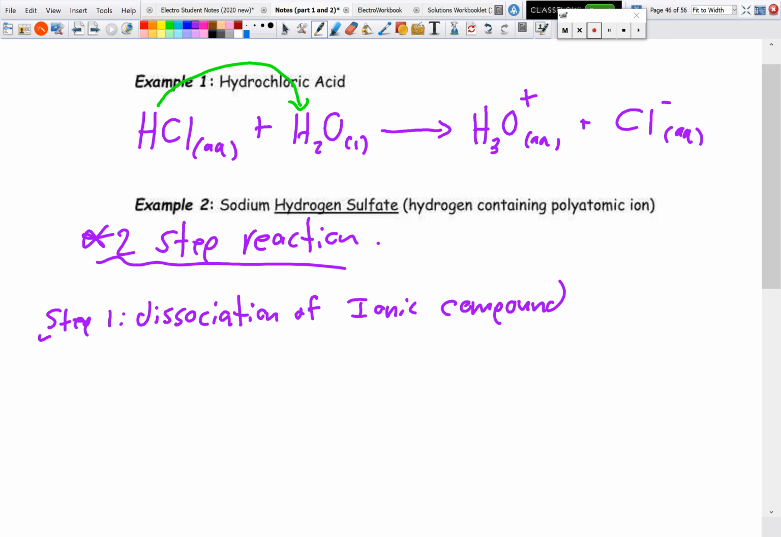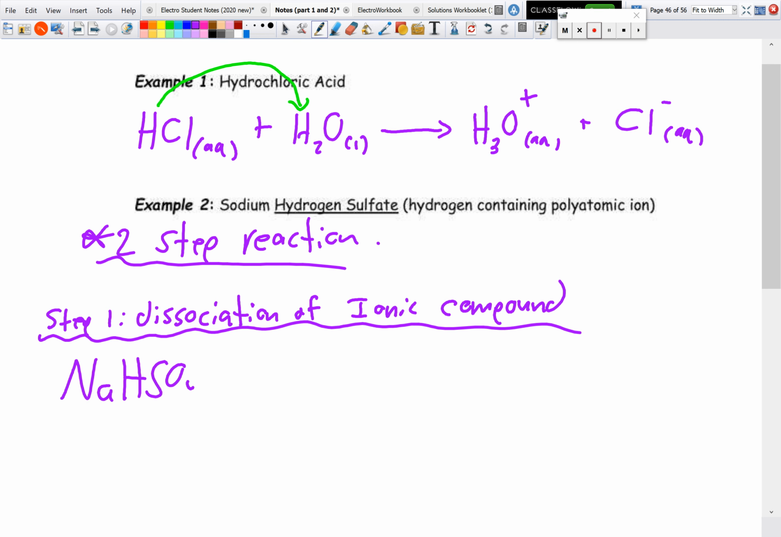Because remember, ionic compounds won't react with water, they're just going to dissociate, right? So that's why we need to do it this way first. And these molecular compounds are able to react with water because they don't dissociate, right? So technically the ionization is just the reaction. So for sodium hydrogen sulfate, NaHSO4, it's going to dissociate first into our sodium ion, plus our hydrogen sulfate.